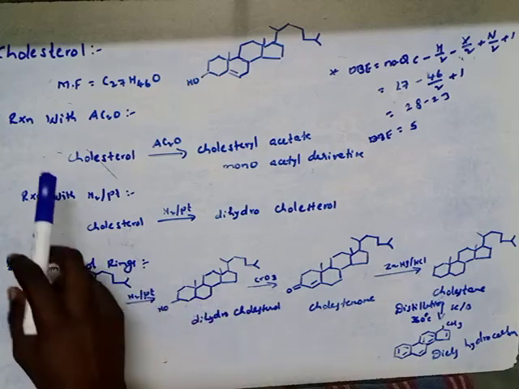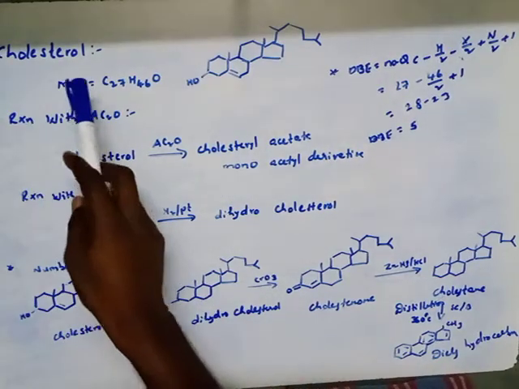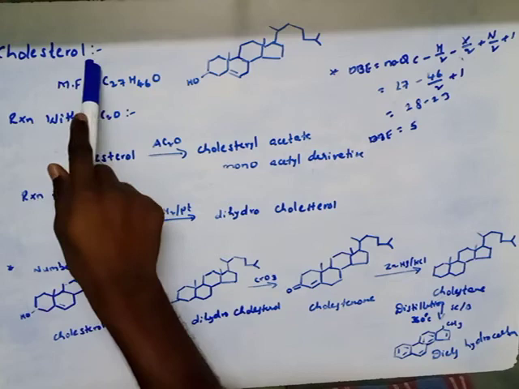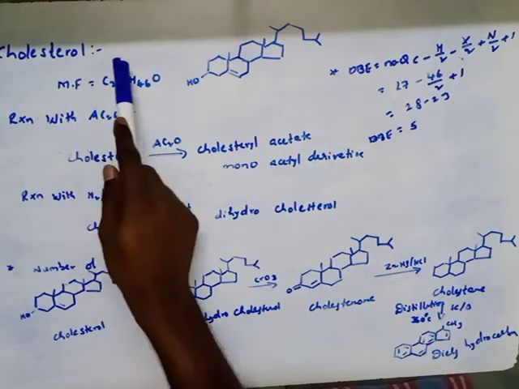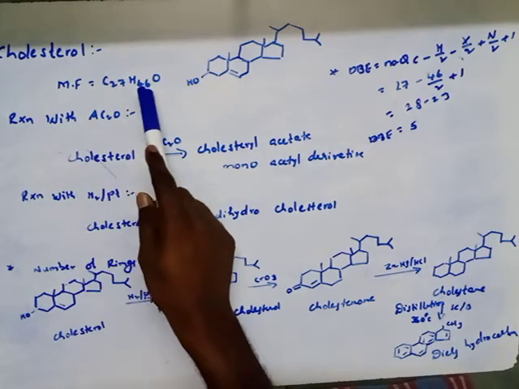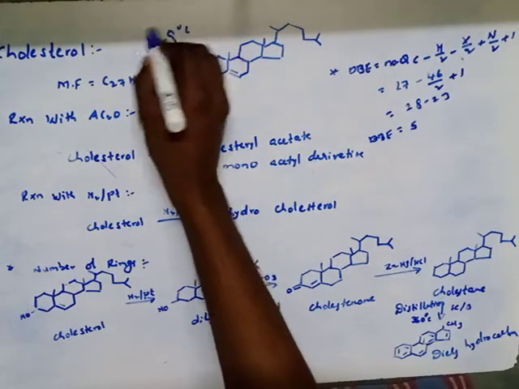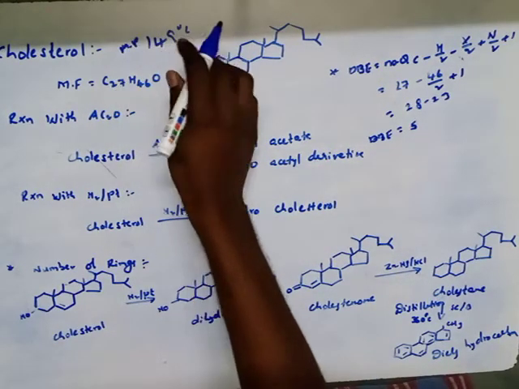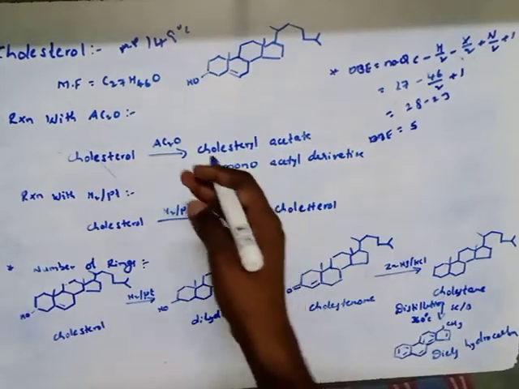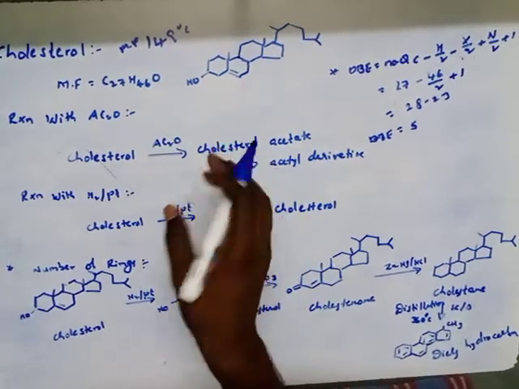Now we are going to discuss the structural determination of cholesterol. Cholesterol is a white crystalline solid, and its melting point is 149 degrees centigrade. Cholesterol is generally considered a steroid.